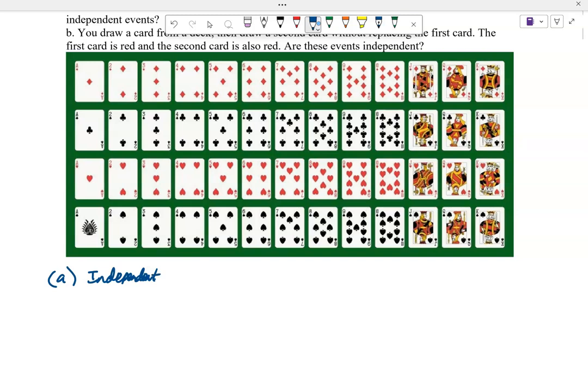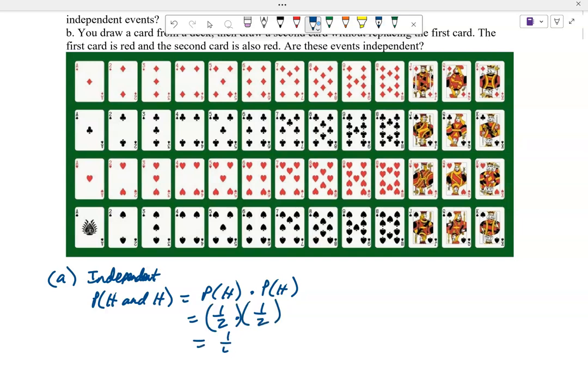Independent events. So the probability of flipping a heads and a heads would be the probability of flipping a heads times the probability of flipping a heads. So it'd be 1 out of 2 times 1 out of 2, or 1 out of 4. All right.